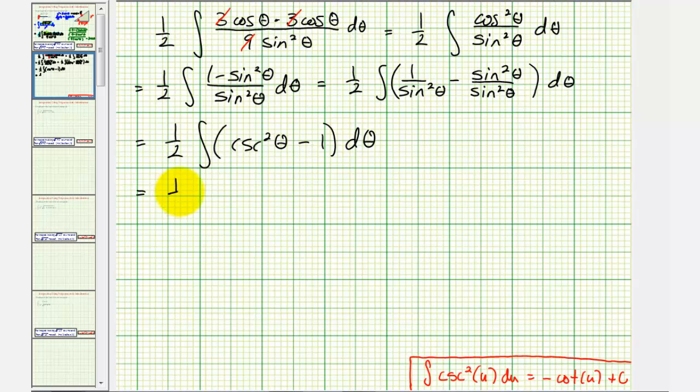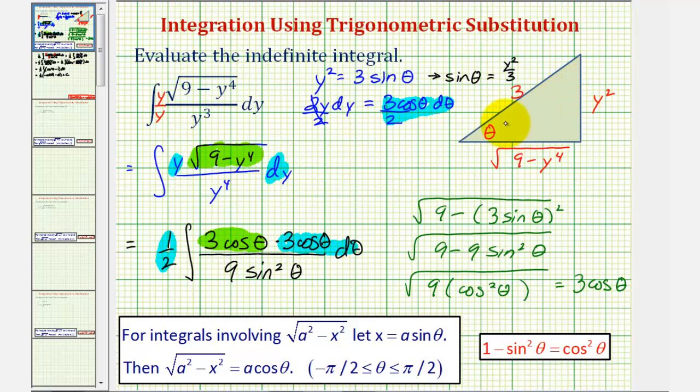This would be 1/2 times the quantity. The antiderivative of cosecant squared theta with respect to theta would be negative cotangent theta. The antiderivative of 1 with respect to theta would just be theta, so we have minus theta, of course, plus c. Now remember, we want to find the antiderivative with respect to y, not theta. So now we'll perform a substitution for negative cotangent theta as well as theta. So if we go back to the previous slide, this is why this triangle is so helpful.